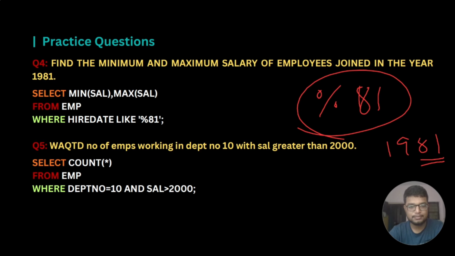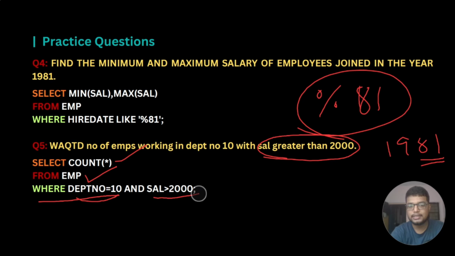Fifth and the last one. Write a query to display the number of employees working in department number 10 with salary greater than 2000. We already know: select count, because we have to find the number of employees, from employee, our table name, where department number is 10. This is our first condition. And the second condition: salary is greater than 2000. As we have multiple conditions, we are using and, and this is enough. These are some basic questions in this function part.